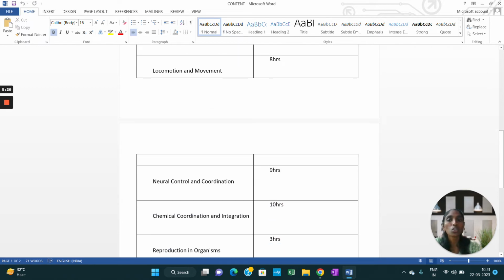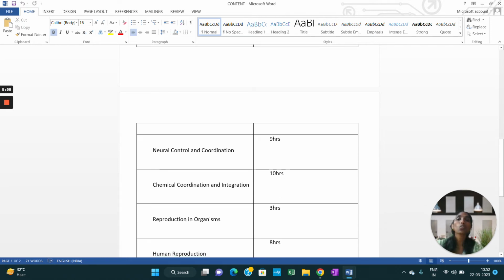Move on to the neural control and coordination topic. It carries 9 hours. A very important lesson from the NEET exam point of view. It covers the general structure of neurons, and the pituitary gland. You need to understand the brain system, what are the forebrain, midbrain and hindbrain, and what is reflex arc or reflex action. And we are going to discuss the sense organs, especially the eye and ear. Eye and ear sense organs are going to be discussed in this lesson.